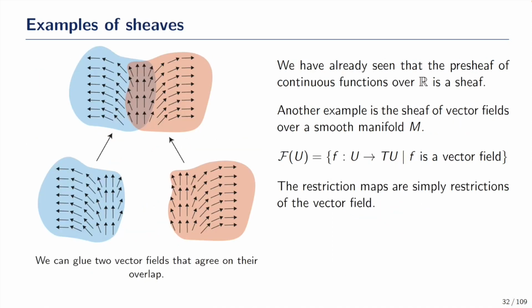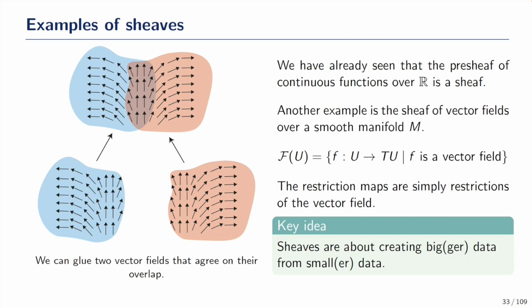Okay, so we see that the pre-sheaf of continuous functions over R is actually a sheaf because it satisfies locality and gluing. But there are many other things in topology, geometry, and so on that satisfy this. For instance, you could have a sheaf of vector fields over a smooth manifold. It's the same thing: if you have two pieces and they overlap and the overlaps agree, we can combine them into a bigger vector field. One way I've put this is sheaves are about creating big data from small data. This is a bit of a joke, because I'm hoping if I put big data there, I raise the hype about sheaves.